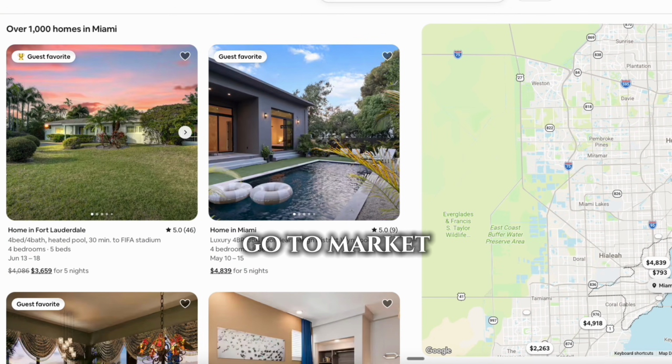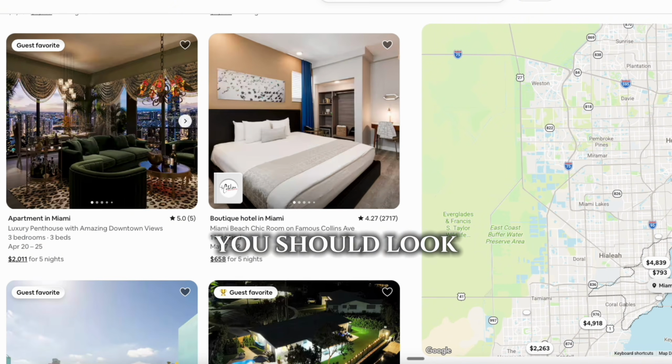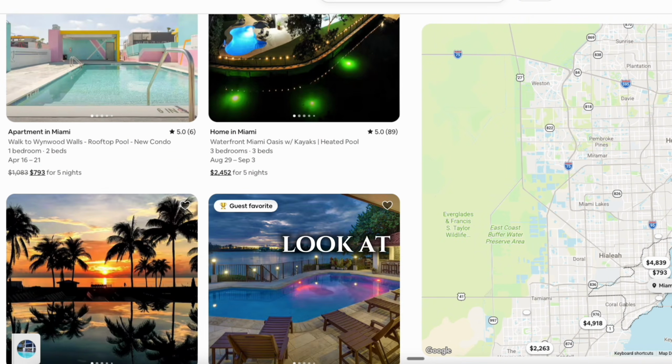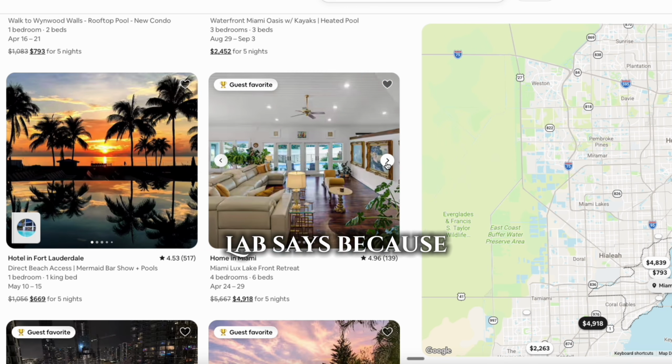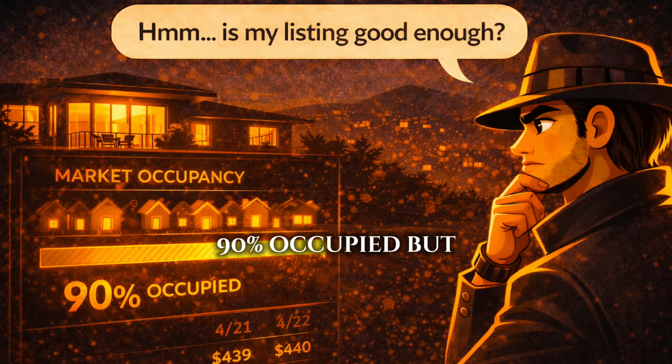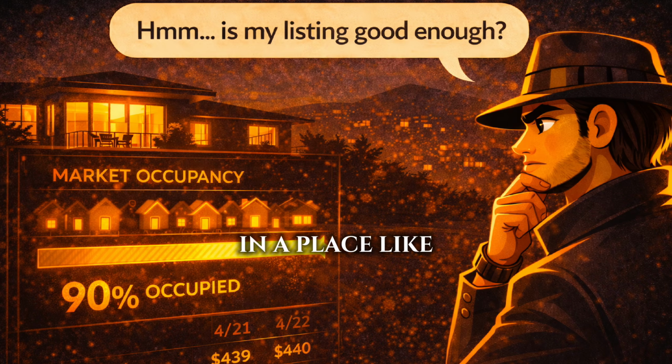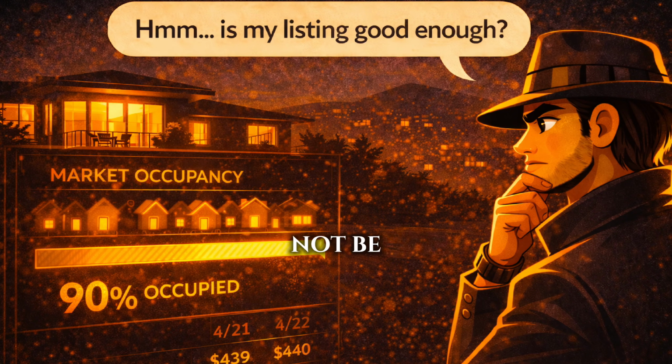So when you go to market with a pricing plan, you should look at your competition. You should look at the market for the quality in the market. Not just what Price Labs says, because Price Labs could say that the market's going to be 90% occupied, but in a place like Miami or Nashville, that might still not be strong enough. But in a market like St. Louis, Missouri, 90% occupied, if your listing's half good, you're cranking. So always look at your pricing strategy through the lens of your competition.